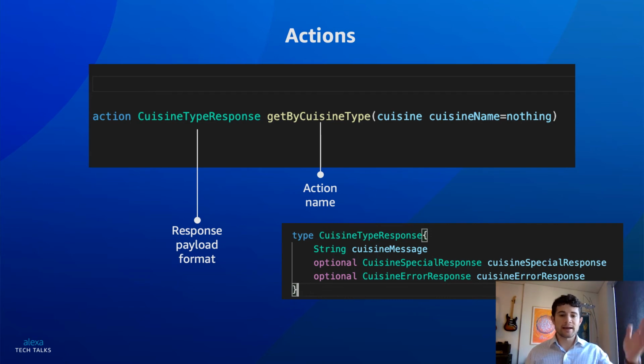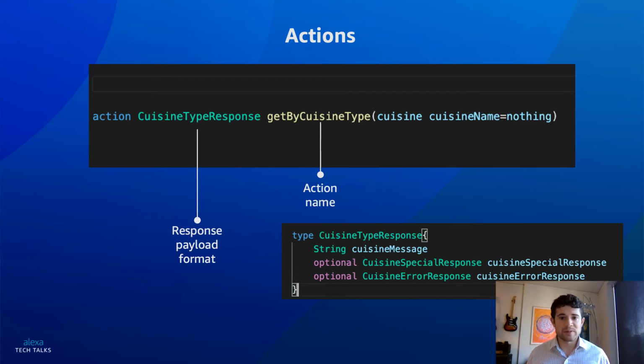In the slide here, you can see the get by cuisine type action declaration. As I mentioned when we were talking about all the different artifacts at a high level, actions are counterparts to events, and they are roughly equivalent to the API definition concept in the developer console. They use a type to define the format of the response payload that an API handler is going to provide, which is in green. They specify the name of the action, which will also be the name of your API handler in your code that matches with the action.